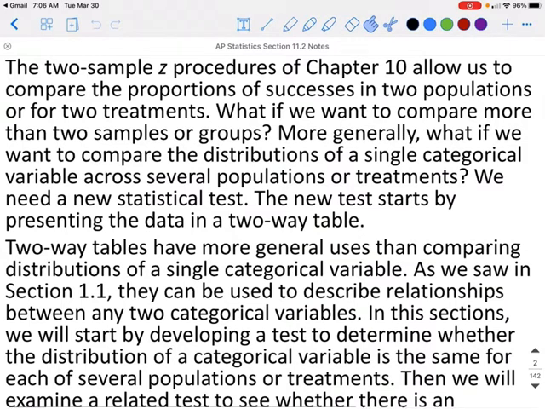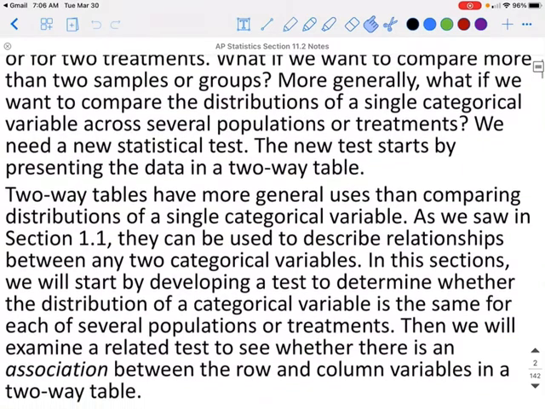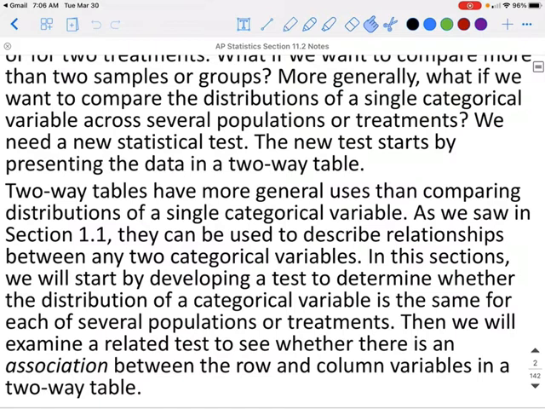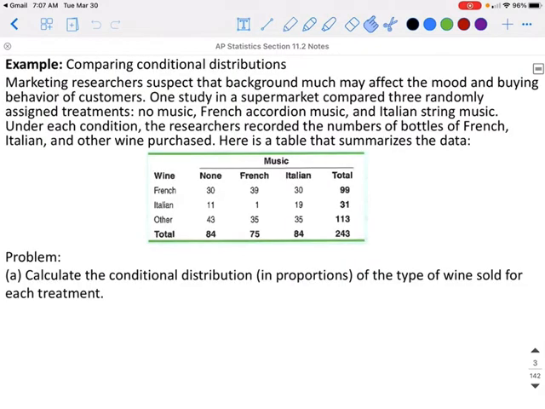The new test starts by presenting the data in a two-way table. Two-way tables have more general uses than comparing distributions of a single categorical variable. As we saw in section 11.1, they can be used to describe relationship between any two categorical variables. In this section, we will start by developing a test to determine whether the distributions of a categorical variable is the same for each of several populations or treatments. Then we will examine a related test to see whether there is an association between the row and column variables in the two-way table.